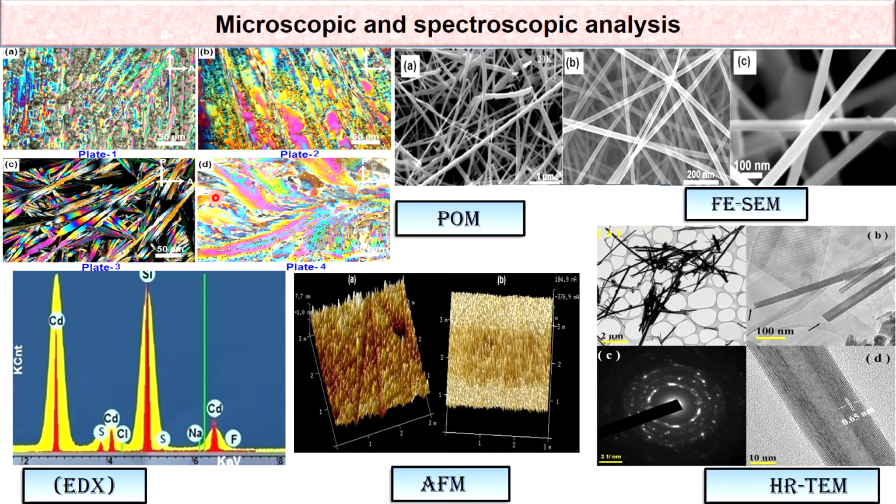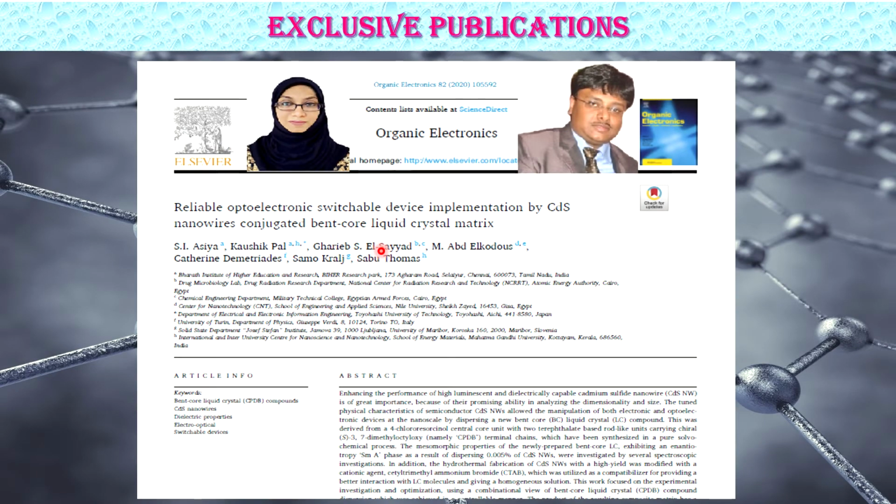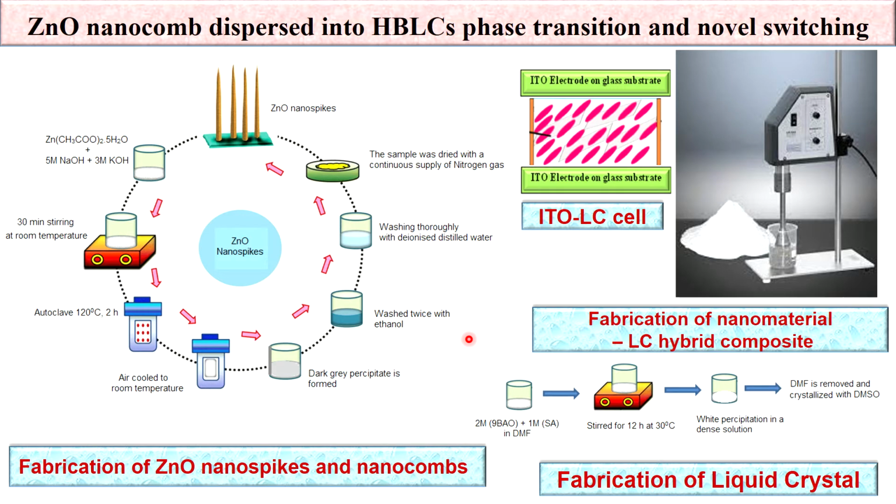And finally, the polarization optical microscopy study was performed, and these POM images show the phase change at various temperatures. And these phase changes are a critical indication that this material is working as an electro-optic switch. And this research work has been published in Organic Electronics in 2019. Now let's have a look into the other fascinating nanomaterial, that is zinc oxide nanofoam.